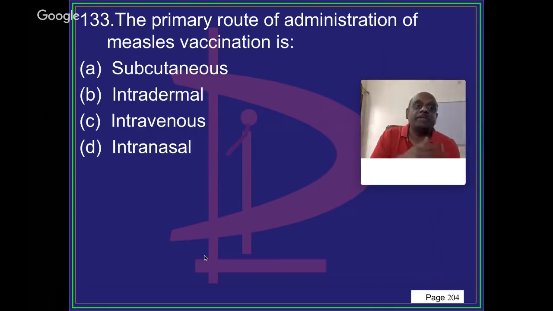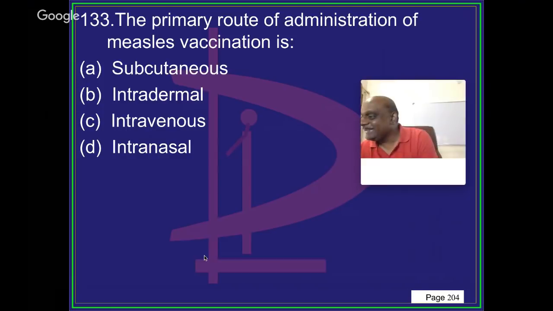What is the primary route of administration of measles vaccination? Let me check. Simple questions. We get a slap if we do it wrong. That is the beauty of entrance exams with single liners. 133.